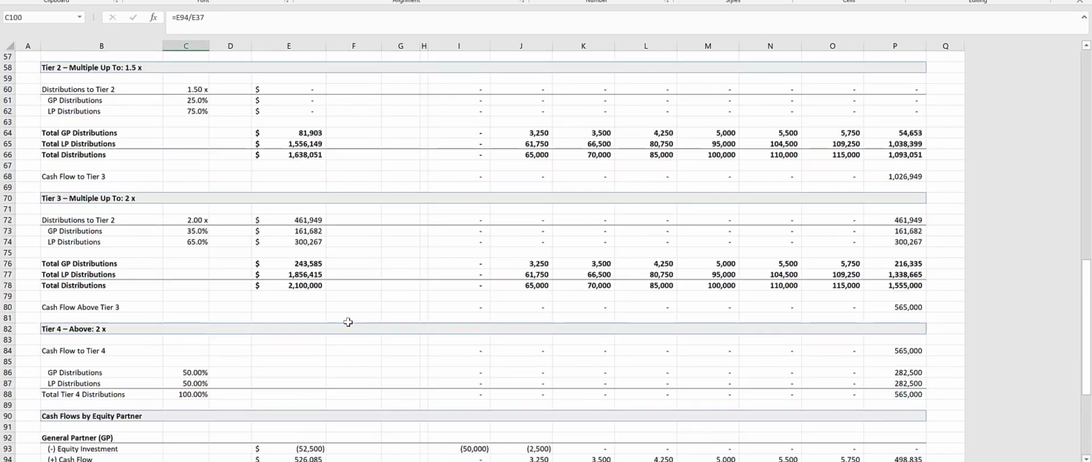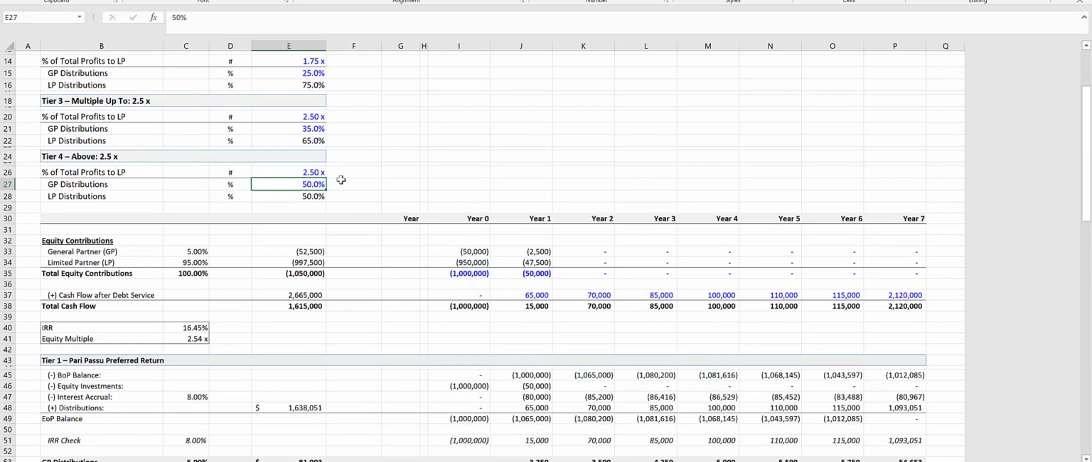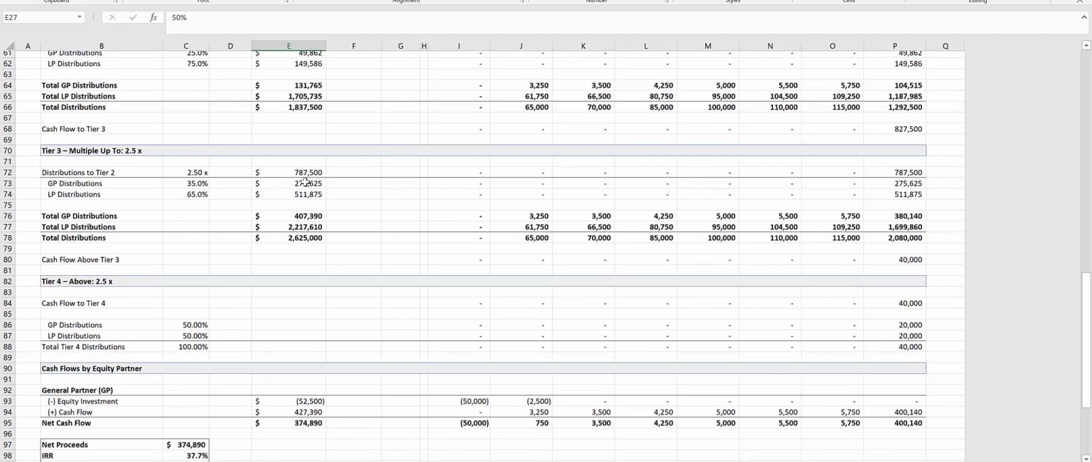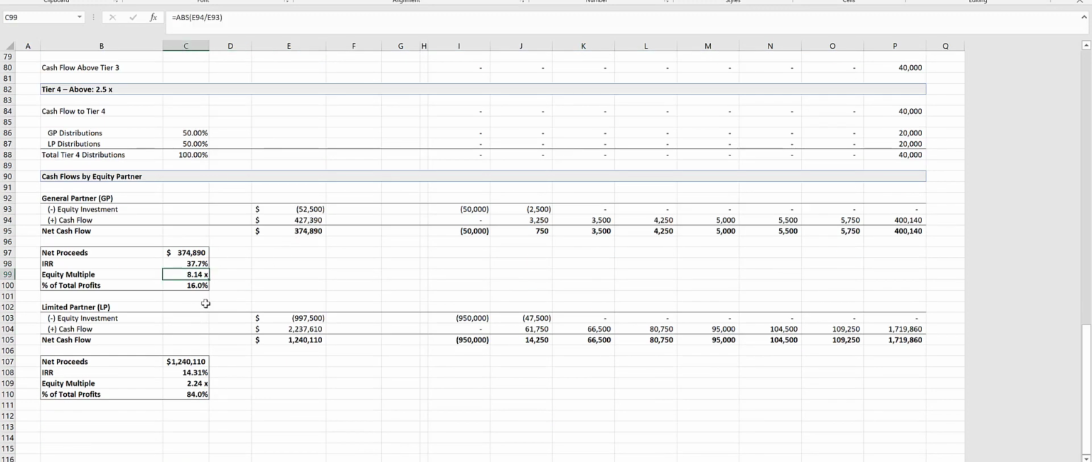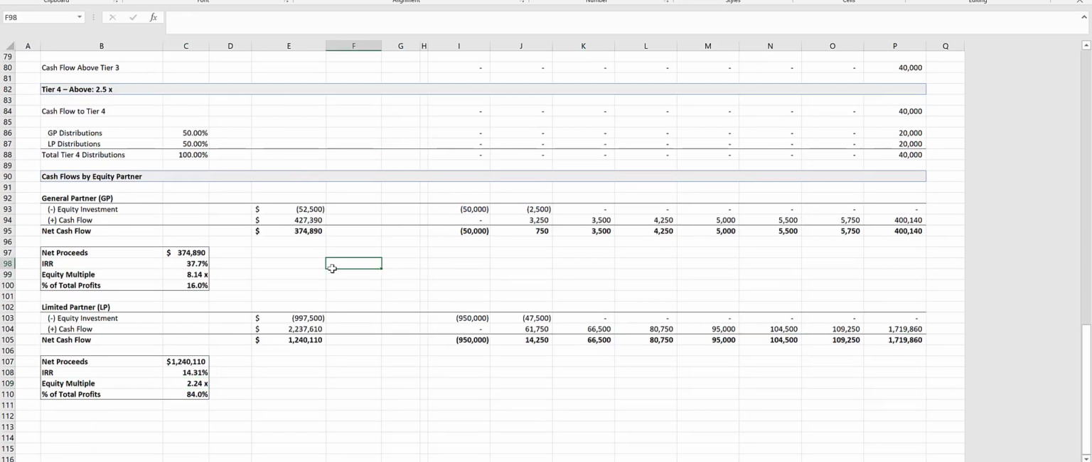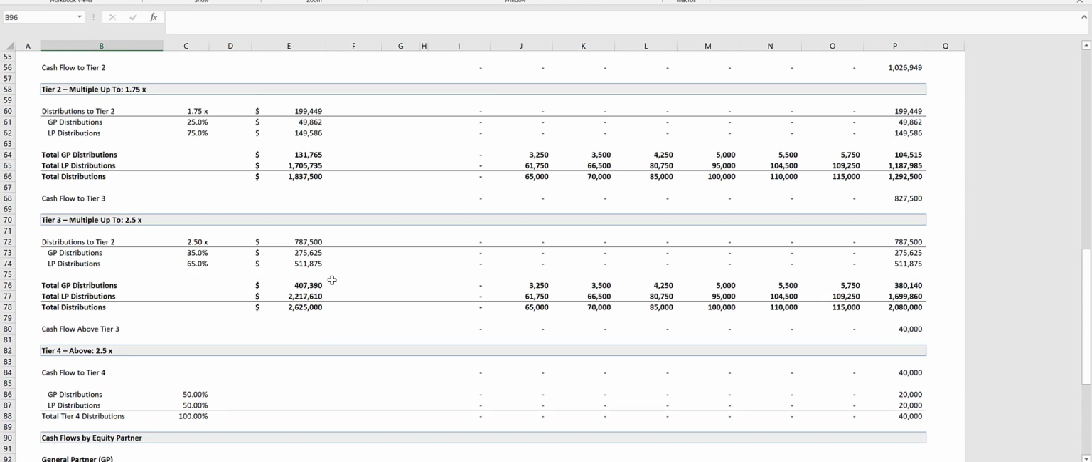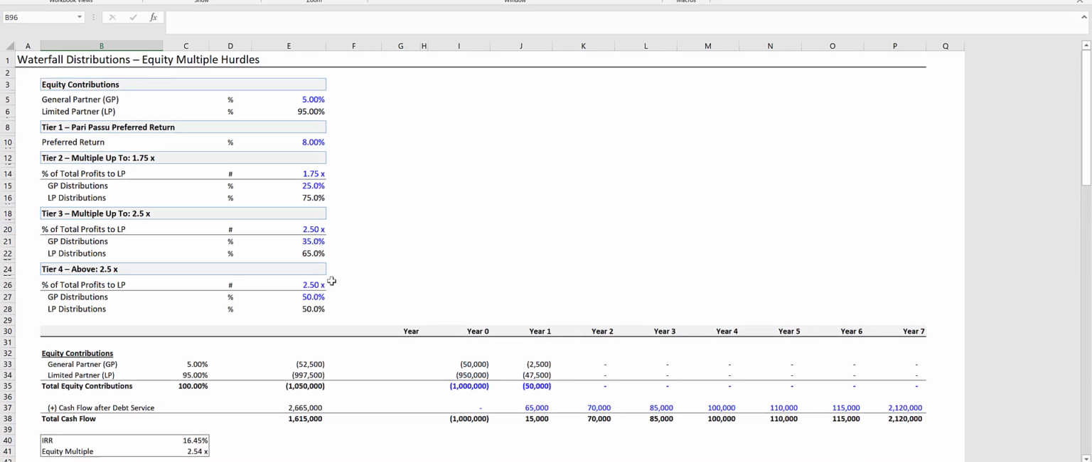So there are a number of different ways you could do this. You could play around with it, and you could say 1.75x, and then 2.5. It all depends on who you are. Are you the GP or are you the LP? And this is part of the negotiating process. Now we're at 16 and 84, 8.14x multiple and a 2.24x multiple. So this is all part of the negotiating process between GP and LP, and how you end up with the final numbers is up to you. But hopefully you found that helpful, and let me know if you have any questions.